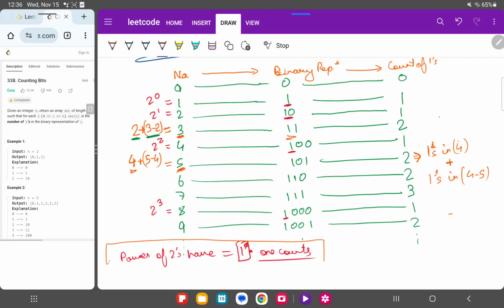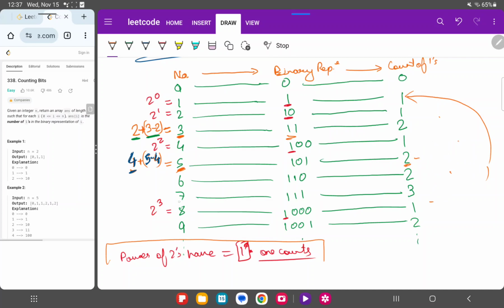I'll just write this in a different color for you to easily visualize. So this is 4 and this is 5 minus 4, right? So what are the number of ones in 4? This is 4. And what are the number of ones in 5 minus 4? So this would be ones in 4. Since it's a power of 2, this would be 1. And ones in 5 minus 4, ones in 1, we can always check that because we have already computed that. So this can be computed from here, which is 1. So this is again 2, and this is equal to this. So this has also been verified. Let's do one last verification.